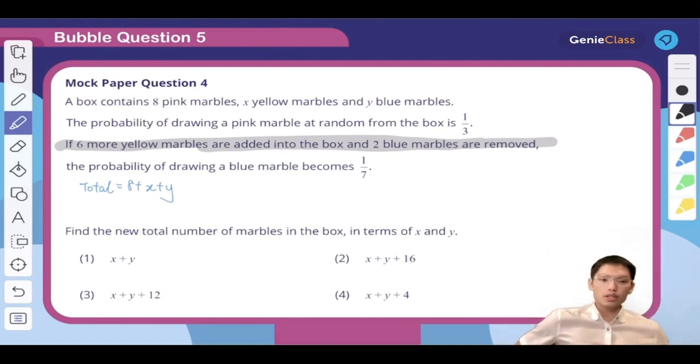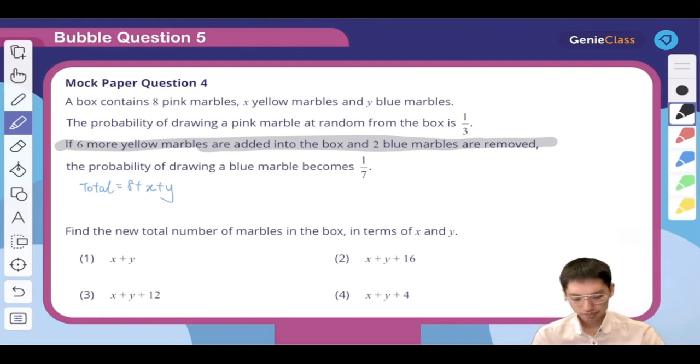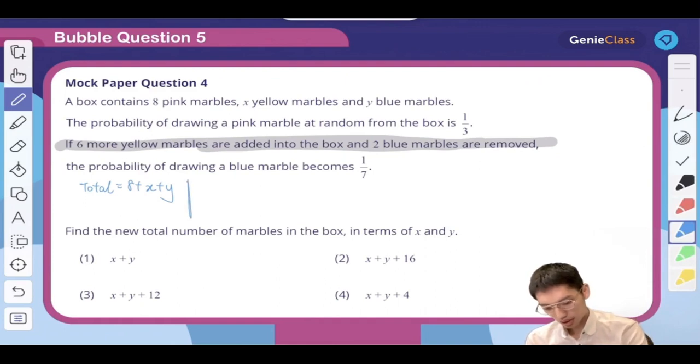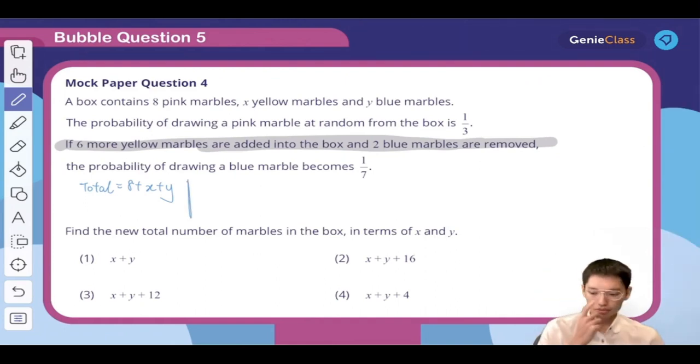6 remove 2. What is the new total? Add 6 and remove 2. What is my new total? Counting down to my last 5. 4, 3, 2, 1. Okay, I think most of you got it.